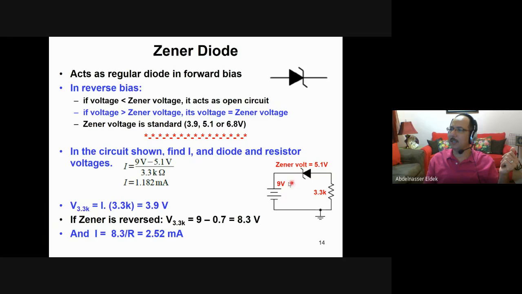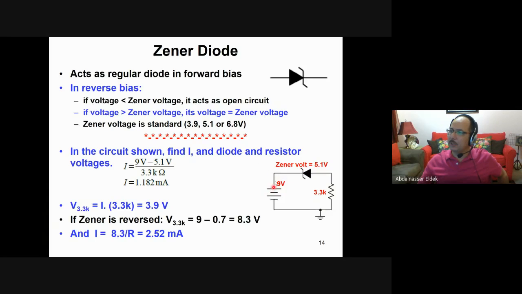If the voltage here is 20 volt, for example, what is the current now? This 20 volt will be divided between here and here. So the voltage across the 3.3K will be 20 volt minus 5.1, and so on. The voltage across the Zener will always be 5.1.